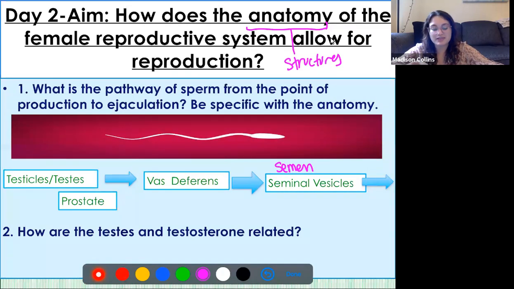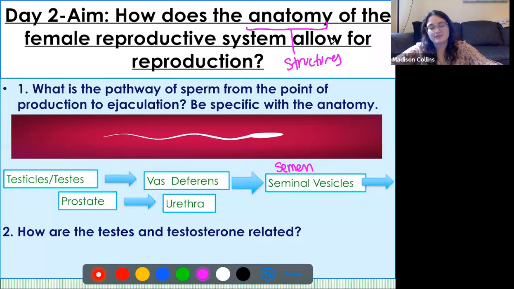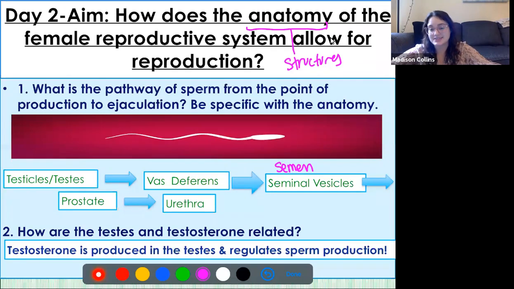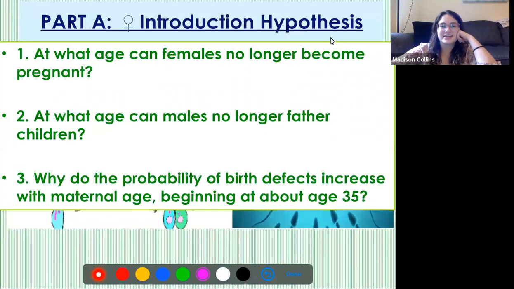Now, after the sperm leaves the prostate, those sperm are going to exit the body through the urethra. Now, you might remember talking about the urethra when we talked about the excretory system. So we need to know that for males, the urethra is responsible for removing not only urine, but sperm as well. All right, number 2. How are the testes and testosterone related? We need to know that testosterone is actually produced in the testes, and this is a hormone that regulates sperm production.